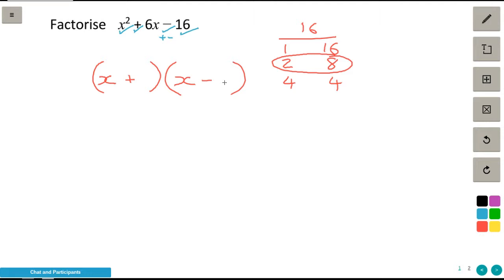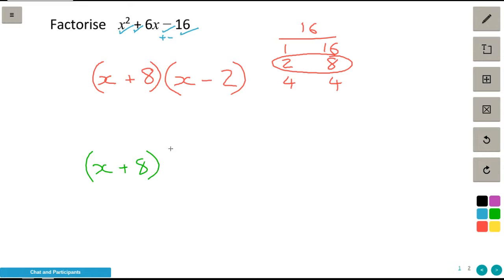We just need to ask ourselves which way around it is. Is it plus 8 and minus 2? Or is it plus 2 and minus 8? And for that, we just look back at this positive 6. The only way we're going to get positive 6 is if we add 8 and then we take away 2 from it. And so that will be our answer, this factorized form here. Again, let's just quickly look at that and confirm why this works by working in the other direction.